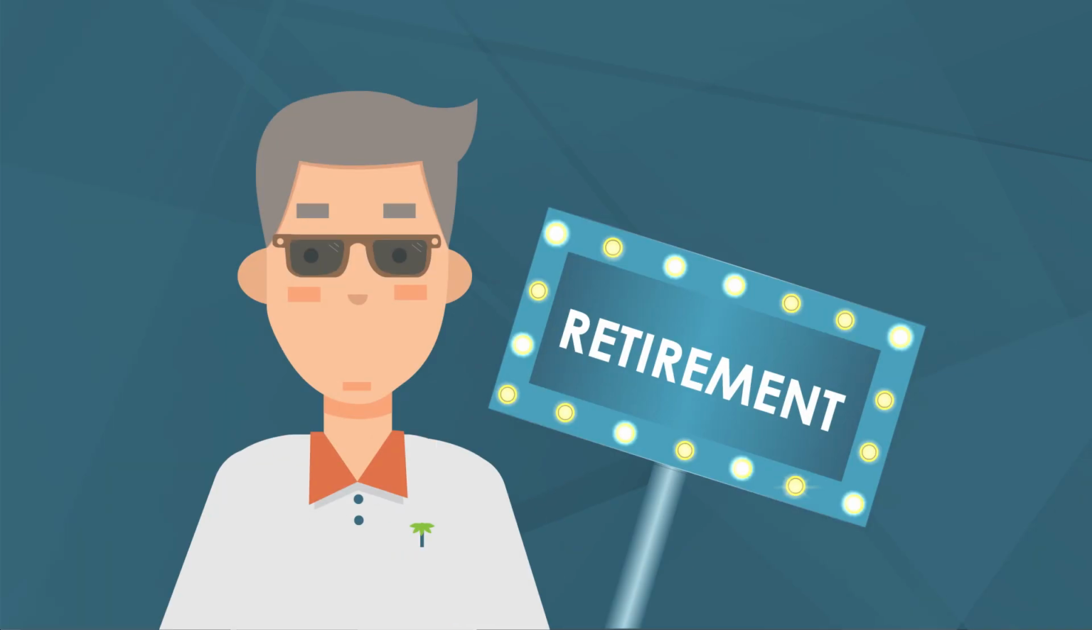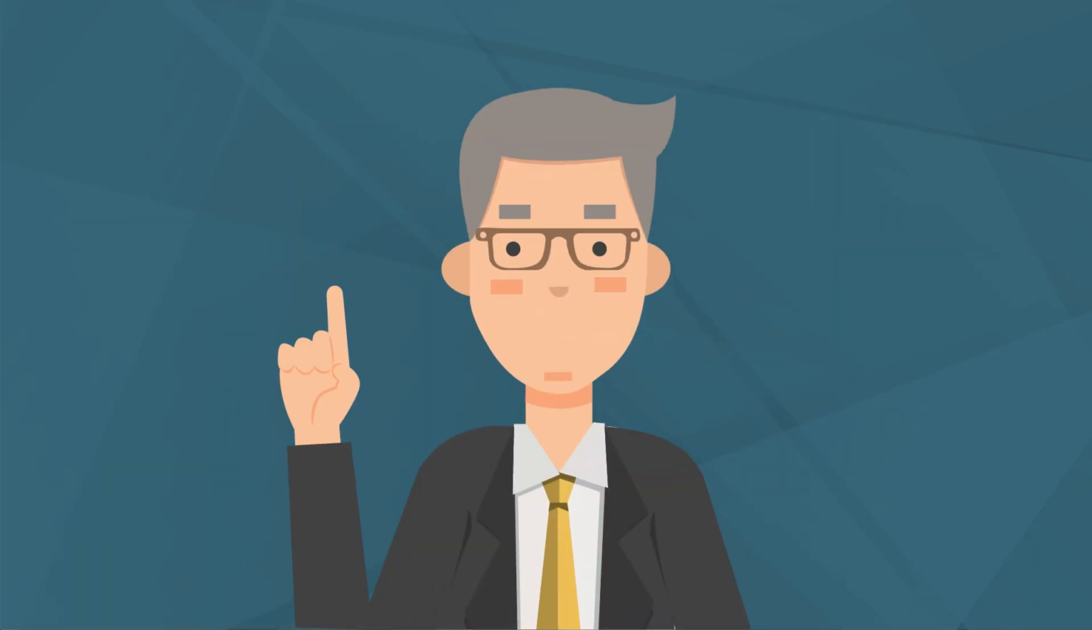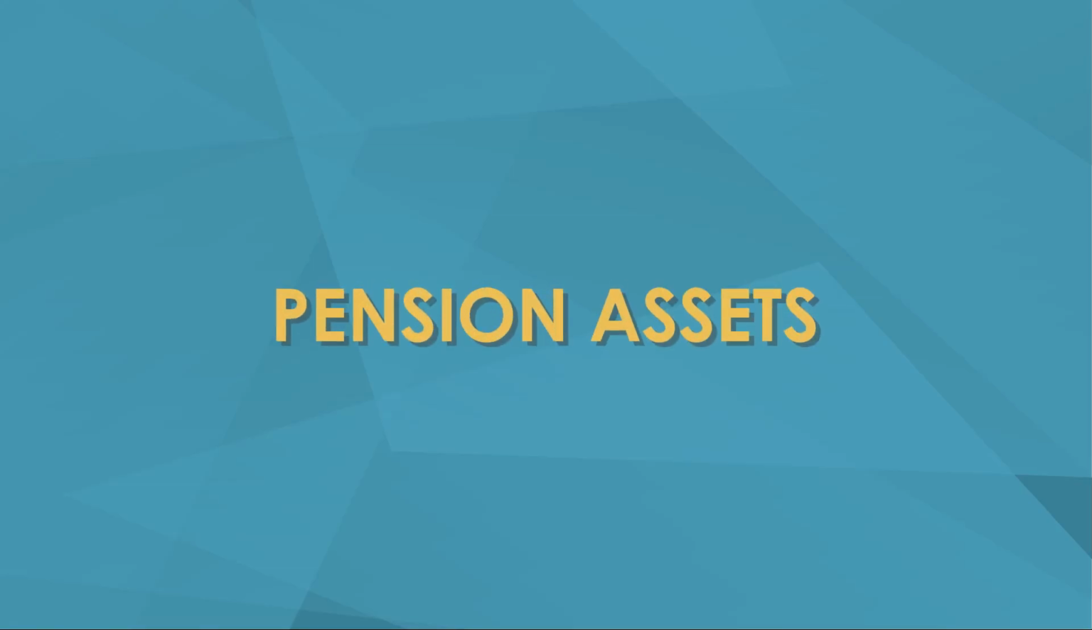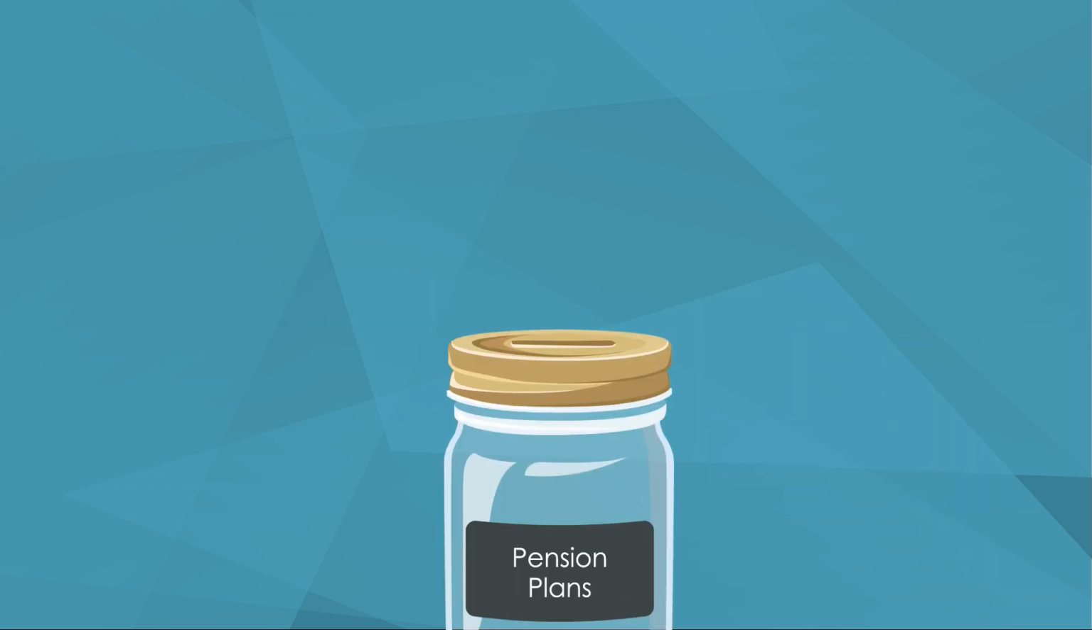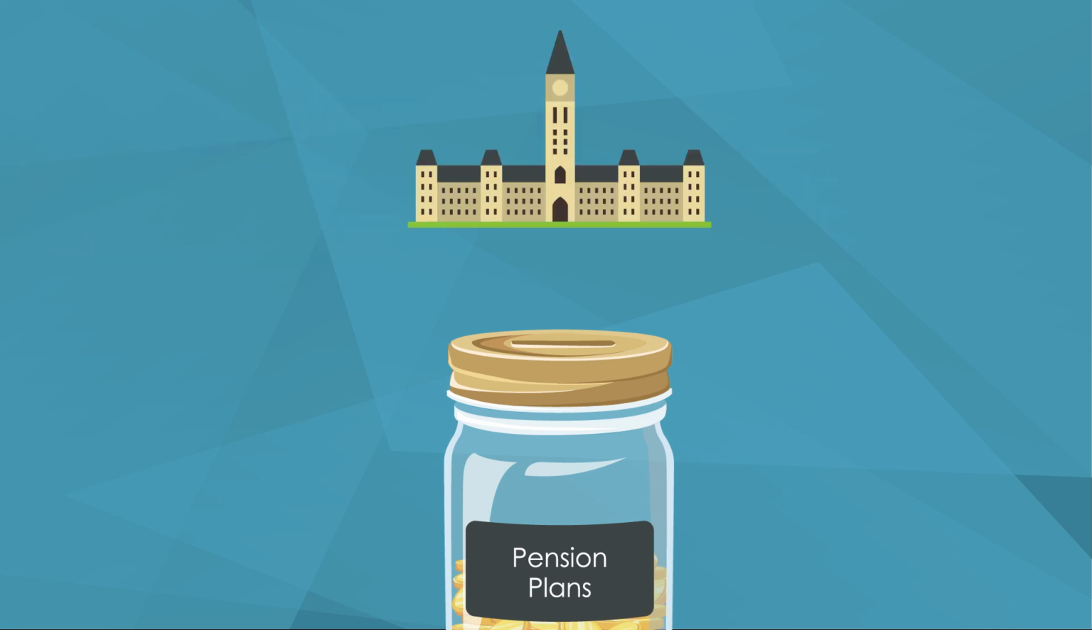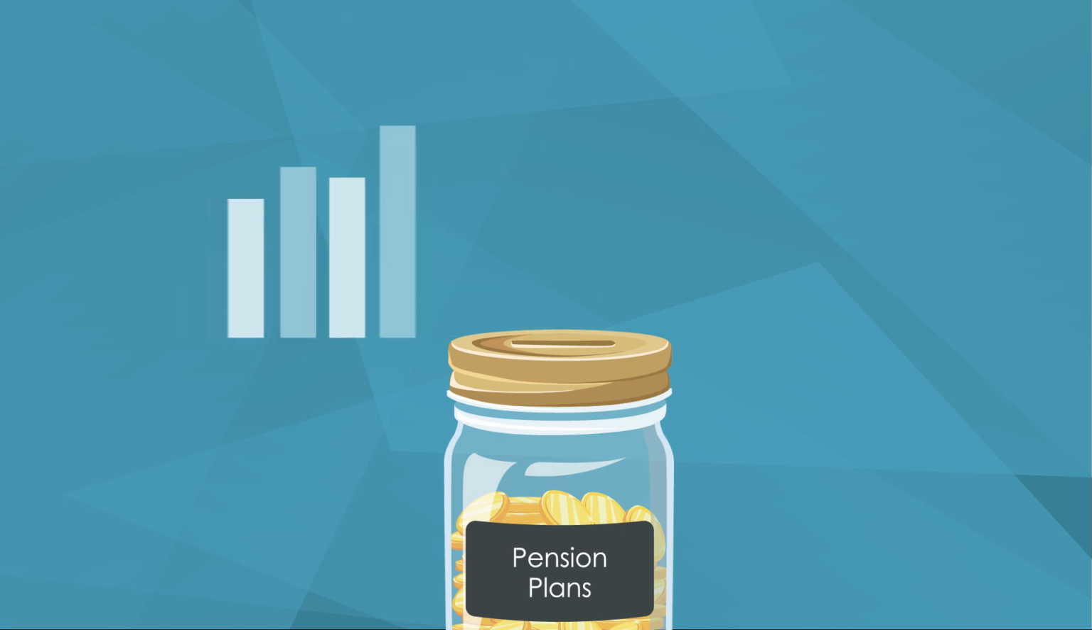First, let's talk about pension assets and the two kinds of pension plans, funded and unfunded. A pension asset is money that the government sets aside for its retirees, and it comes from three places: contributions paid by current government workers through payroll deductions, contributions paid by the employer, in this case the federal government, and money earned from investing the contributions.